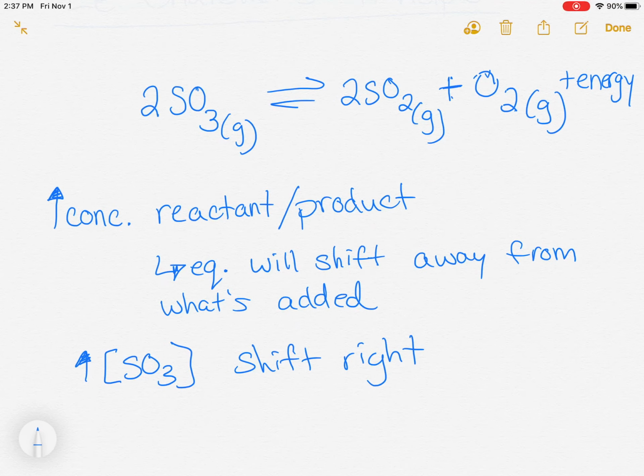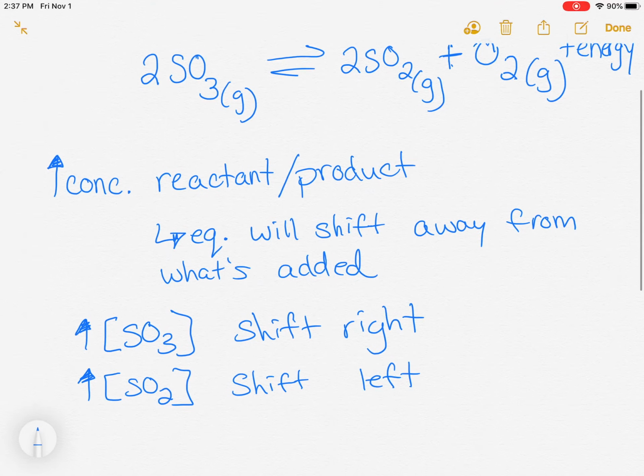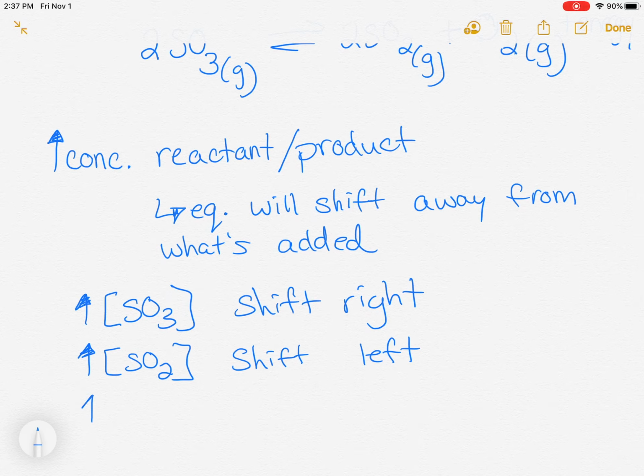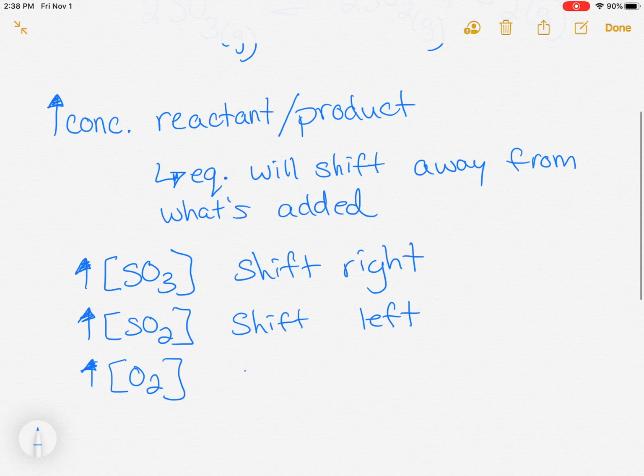If we increase the concentration of SO2, the same reaction, but instead increasing the concentration of a product, we're going to shift to the left. We'll always shift away from whatever we added. Same thing is true even if we increase the concentration of a different product. Say we increase the concentration of the O2 with this same reaction, we also would shift left. We're always going to shift away from whatever we added.